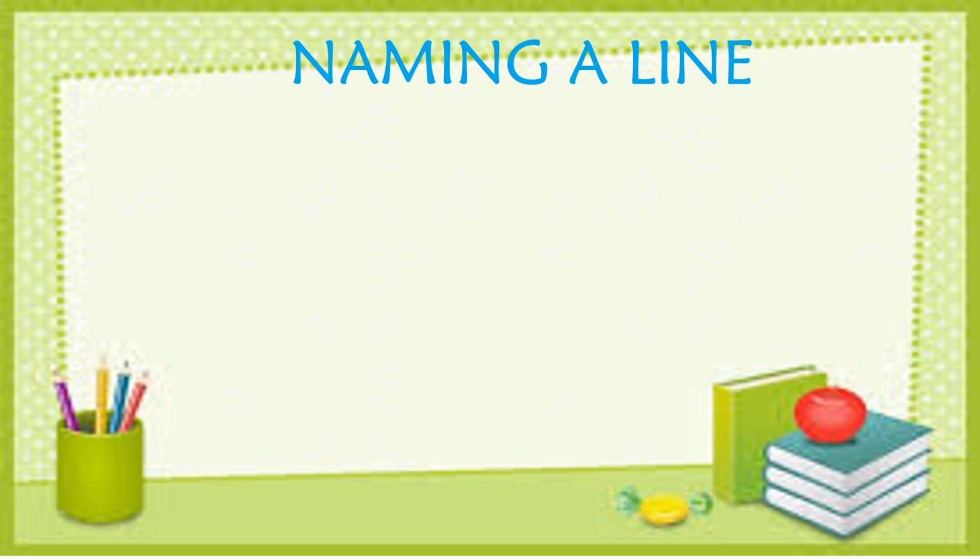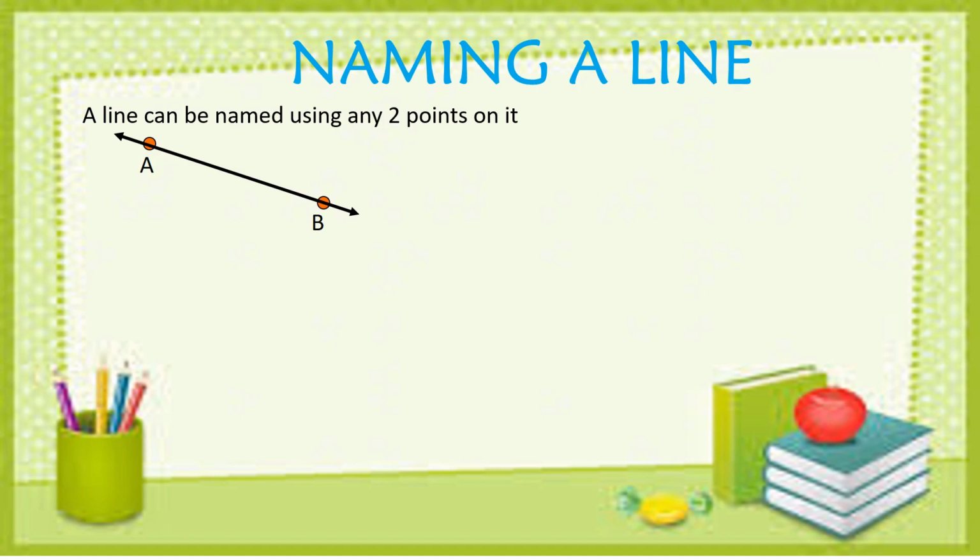How to name a line? A line can be named using any 2 points met. Let's have this line. This line has points A and B. You can name this line as line AB or line BA, or much better or simpler in symbol, the 2 letters with a line and with 2 arrowheads above them. So line AB or line BA.